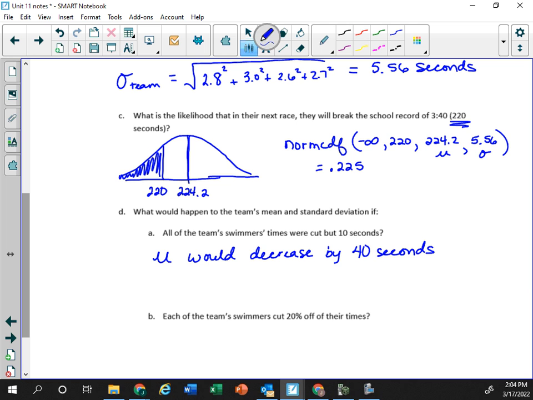What about your sigma? Okay, so we've got our 4 swimmer times here. They all went down by 10 seconds. Good. When we're adding or subtracting, that doesn't change the spread, okay? So sigma would stay the same.